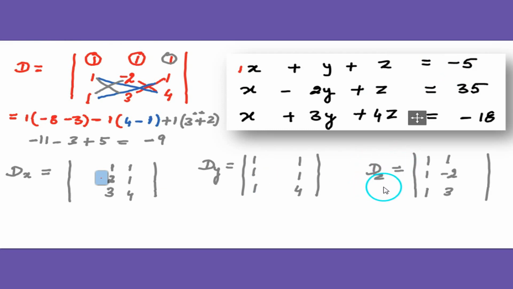Now dz: the x coefficients are there, the y coefficients are there, but the z coefficients are missing. Instead of the z coefficients, they will be replaced by this column. Right, that becomes dz.